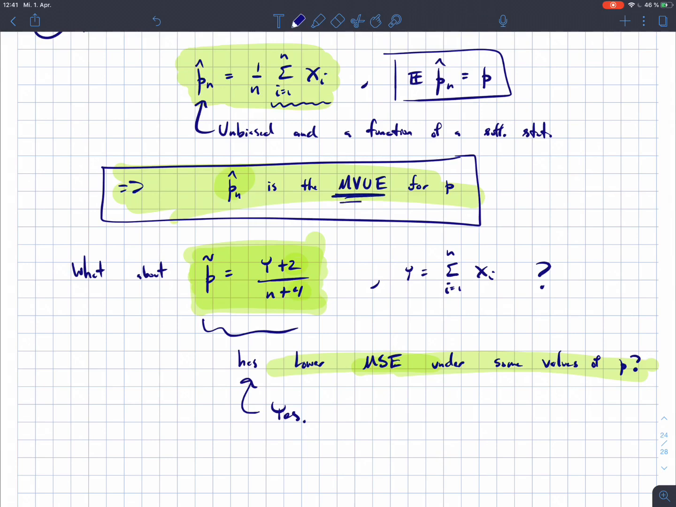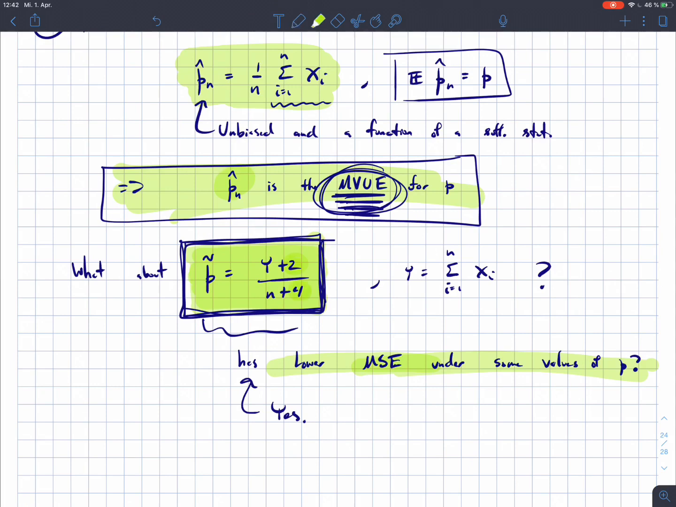So the minimum variance unbiased estimator is not necessarily always the best estimator. It is the best unbiased estimator. This estimator P tilde is not unbiased, remember. By adding 2 successes and 2 failures to the data, we have made the estimator a little bit biased, but we have reduced its variance by a lot. And so sometimes you can introduce some bias to achieve a reduction in variance.